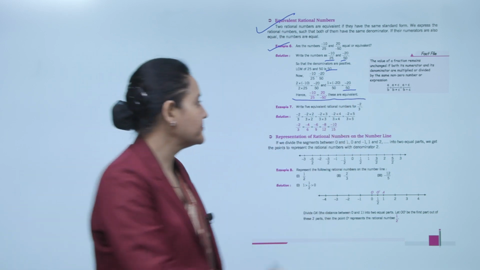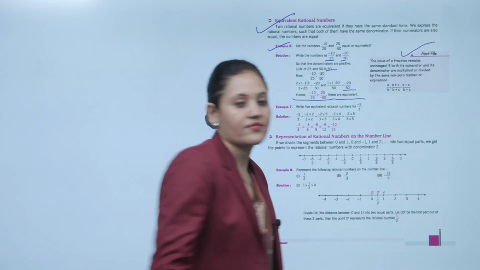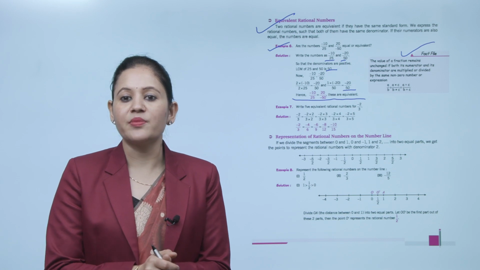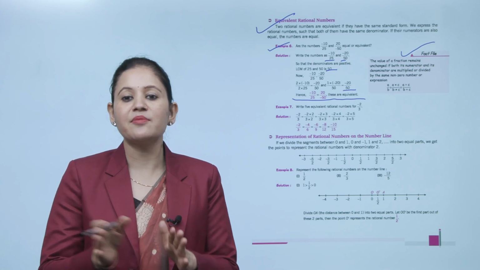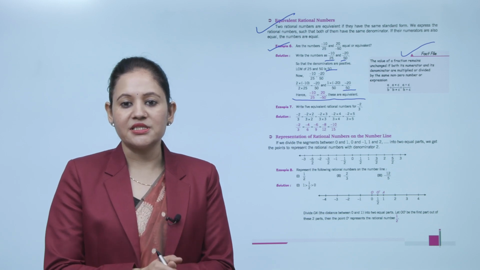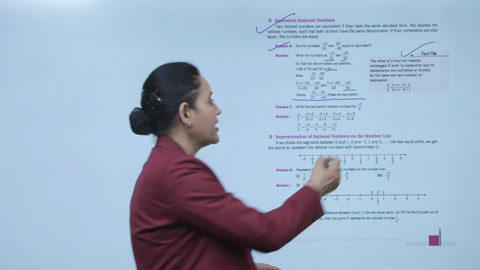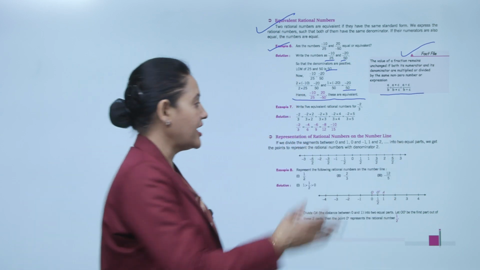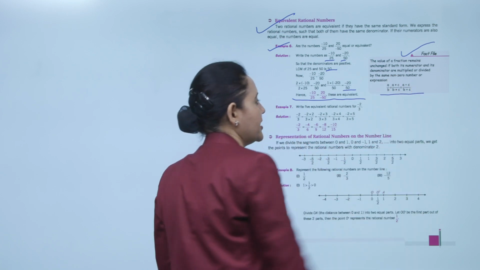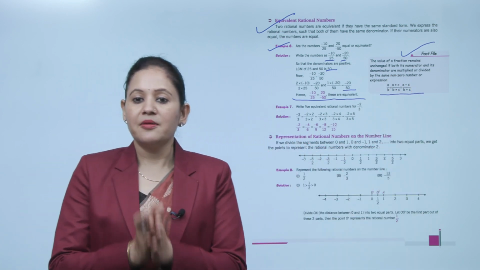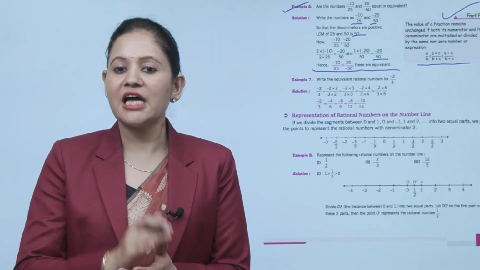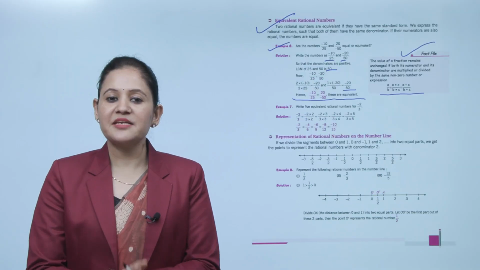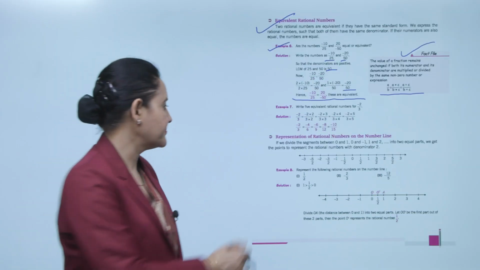Next is fact 5. The value of a fraction remains unchanged if both the numerator and its denominator are multiplied or divided by the same non-zero number or expression. A upon B is equal to A into C upon B into C, which is equal to A divided by C upon B divided by C. Means if we multiply or divide both the numerator and denominator by the same non-zero integer. Clear?